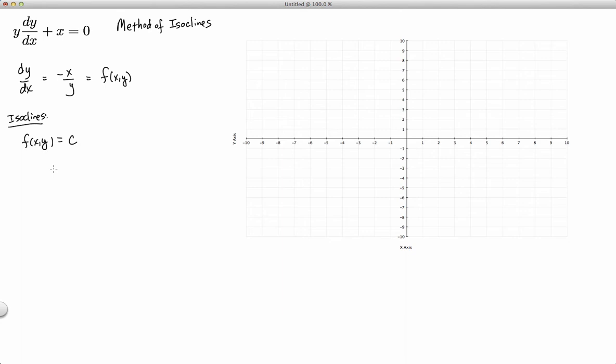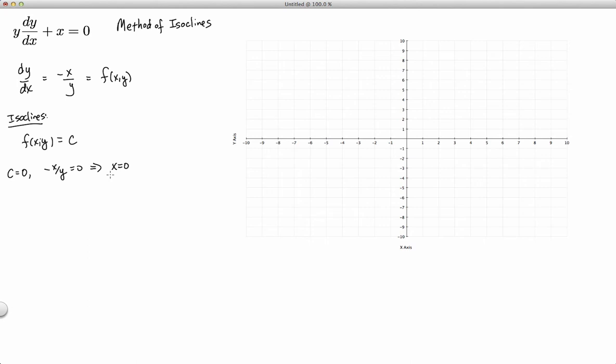Now, it's always a good idea to start with the value c equal to 0. So I'm going to create a table of sorts here, and for each value of c, I'm going to figure out what the isocline looks like and then plot it over here on the graph. So c equal to 0 corresponds to negative x over y equal to 0. I'm plugging in c equal to 0 and f of x, y is negative x over y. And that corresponds to, if I multiply y on both sides, x being 0.